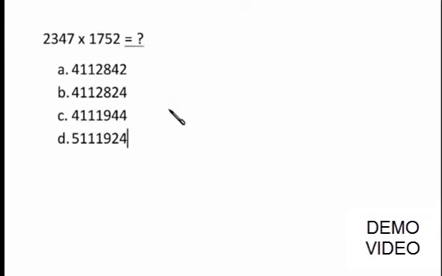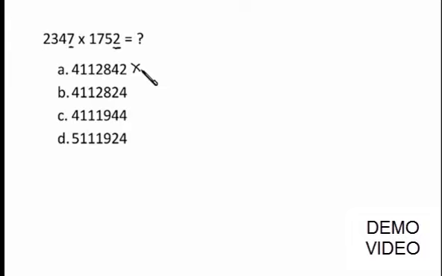Now let's take up one example. Here you have to multiply 2347 and 1752, and the correct answer is among these options. Now you don't have to go for the actual multiplication, just try the digital root method and the unit digit method. First of all, 7 2s are 14. The unit digit of this multiplication will definitely be 4, since 7 into 2 is 14. So the first option is eliminated.